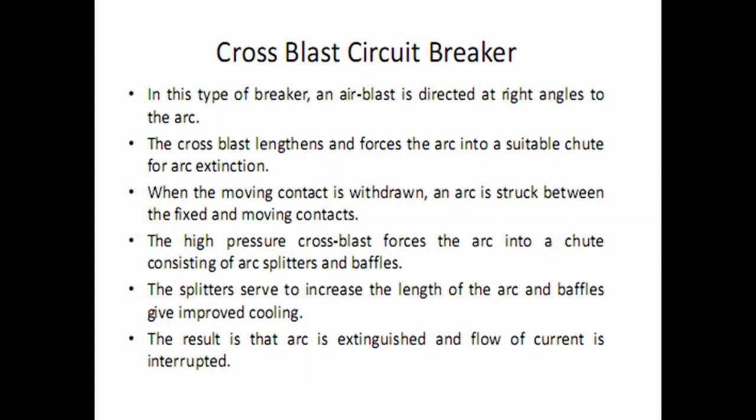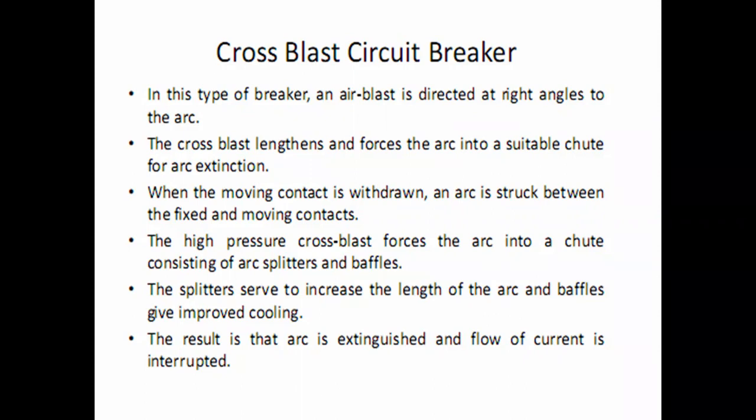When the moving contact is withdrawn, an arc is struck between the fixed and the moving contact. The high pressure cross blast forces the arc into small arc splitters and baffles. These splitters serve to increase the length of the arc and also provide cooling. This results in arc extinguishing and the flow of current is interrupted. So if we summarize all these things, in a cross blast air circuit breaker, what will happen?